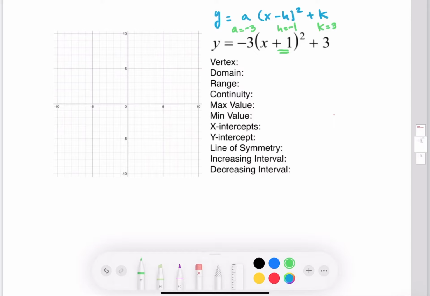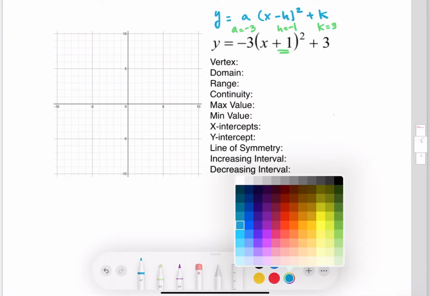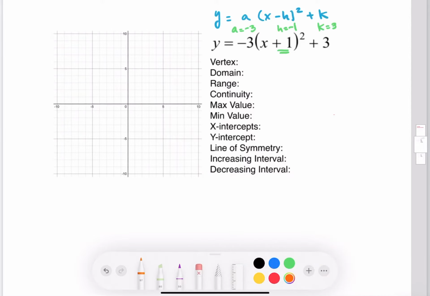Now, the reason why it is called vertex form is because we can right away see what that vertex is. And that vertex is going to be our h and our k values, -1, 3. So that's the vertex at -1, 3. So I'm going to go ahead and graph that point at -1, 3, which is located right over here. And then I'm going to go ahead and take my ruler and just draw a straight line going through that vertex. So I'm going to go ahead and draw this straight line going straight through that vertex.